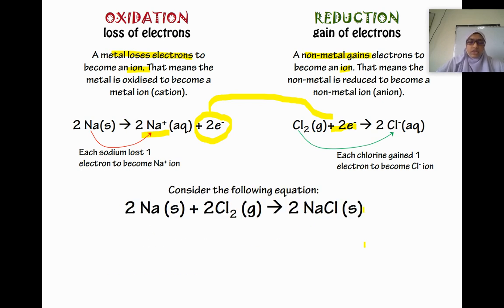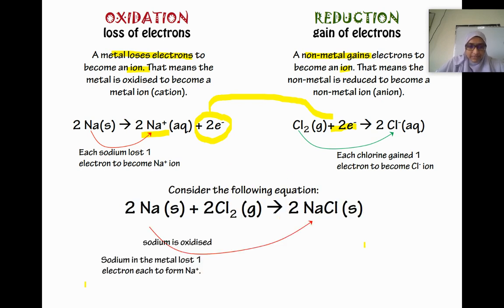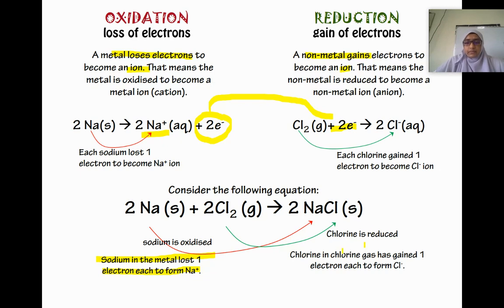So if you have the same equation again, sodium is oxidized, but this time look at the explanation, it is different. I didn't talk about the gain or loss in oxidation number. Instead, I talk about the gain or loss of electrons. Sodium in the metal lost 1 electron to form Na+. Chlorine in chlorine gas has gained 1 electron to form Cl-. I'm talking about the same thing, oxidation and reduction. But the first one just now was in terms of oxidation number, and this one is in terms of the loss or gain of electrons.